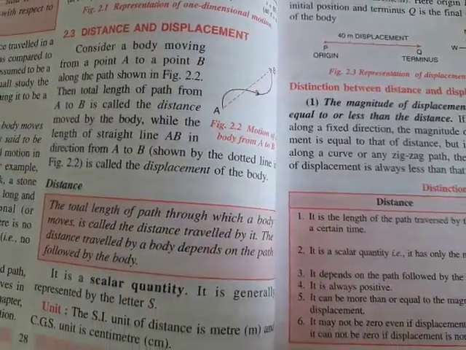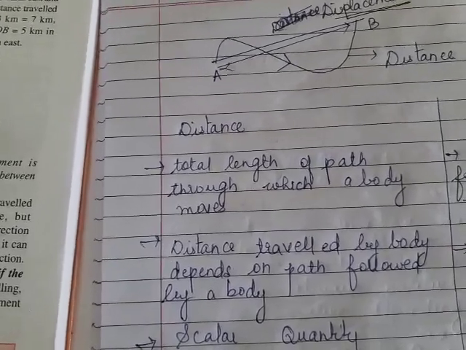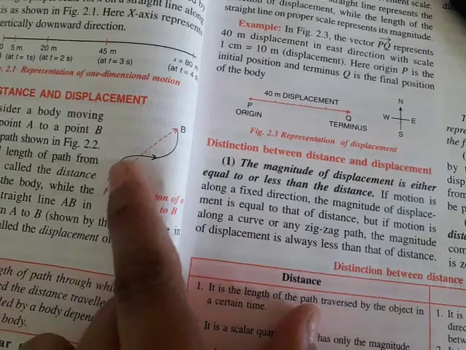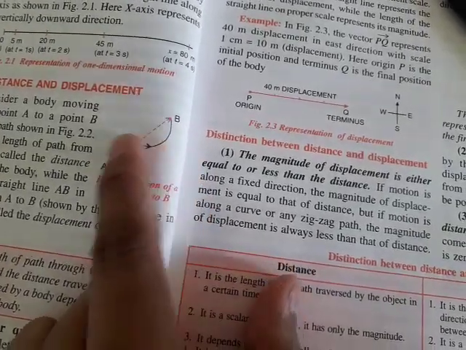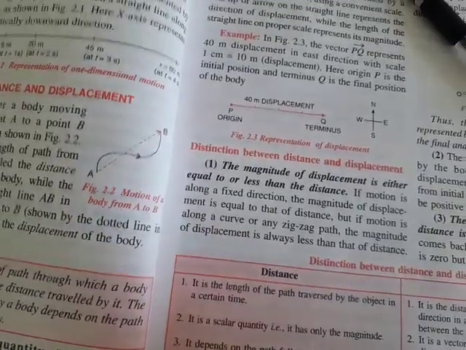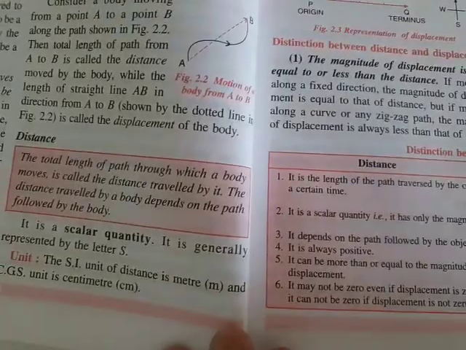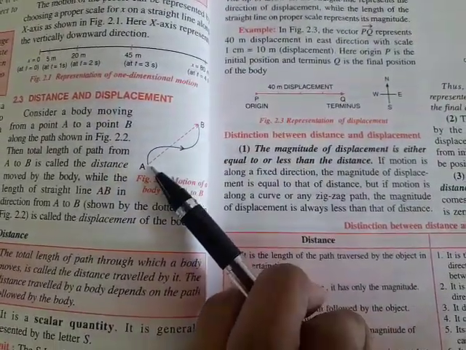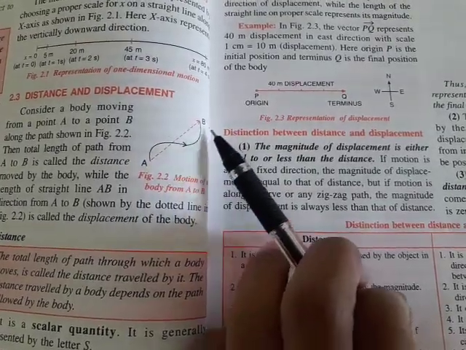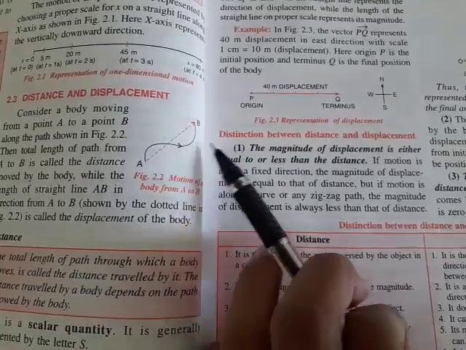Distance is nothing but the total length of the path through which a body moves. So this is the length of the path, and the body is moving from A to B by this path. So we say distance is the length of path through which a body moves. Then the distance travelled by the body depends on the path followed by the body, right? Is it correct? So distance depends on the path followed. If I am moving like this, this is the path, so I will say that it's the distance.